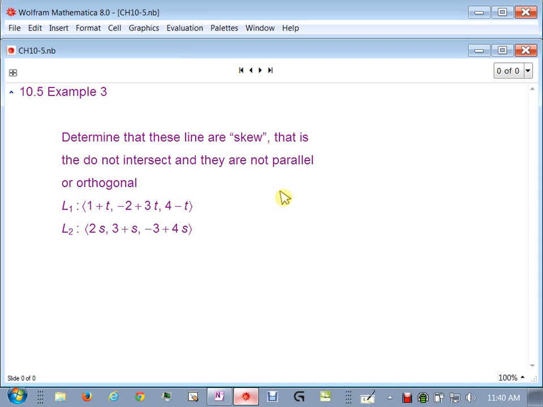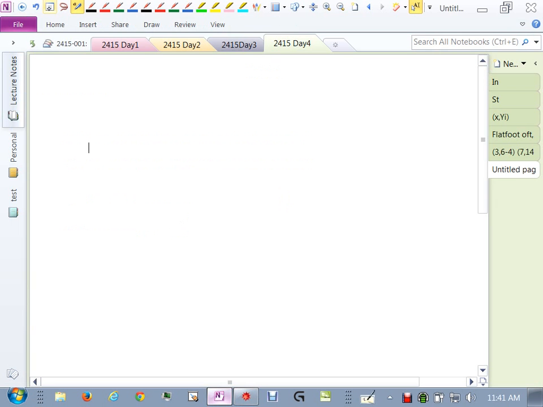So if I have two lines in three-dimensional space, to be skew means they're not parallel, they are not orthogonal, and they don't intersect. So how can we show that? Let's start with what I think is the hardest part: let's show that they don't intersect. How could we show that they don't intersect? What's that? Set what equal to each other? You're on the right track.